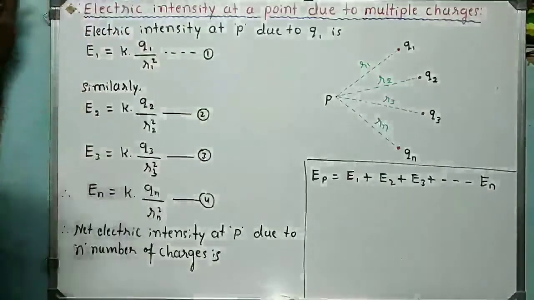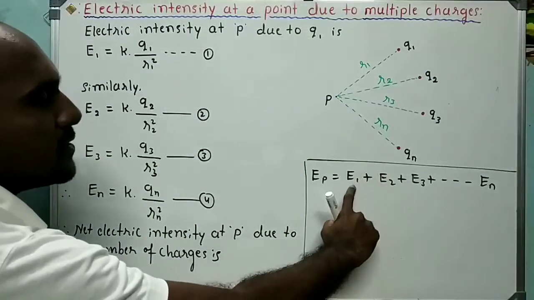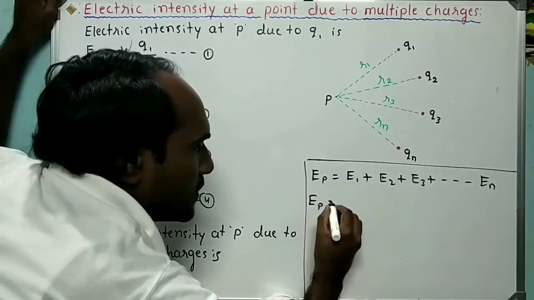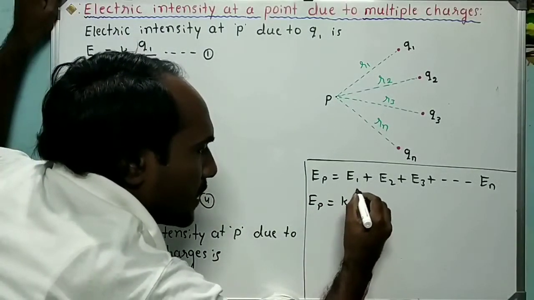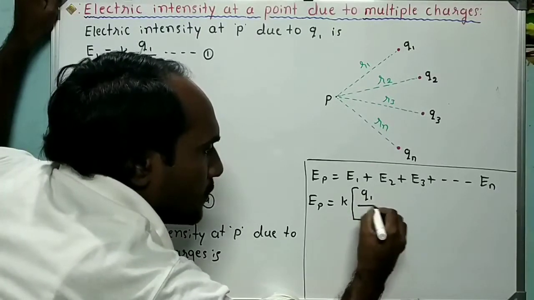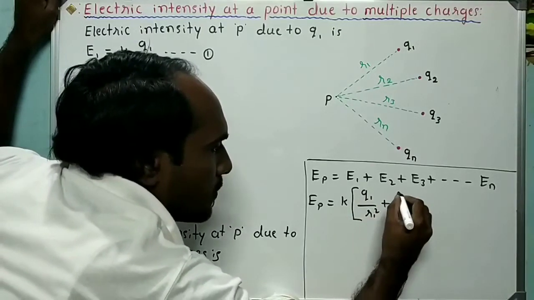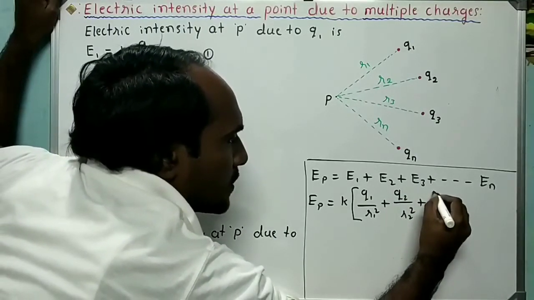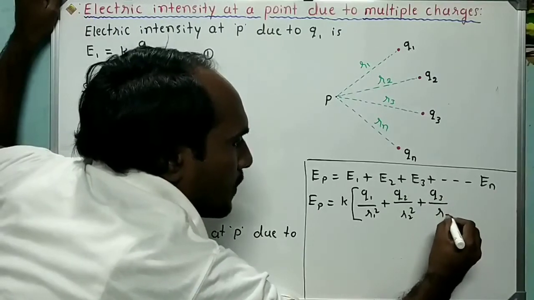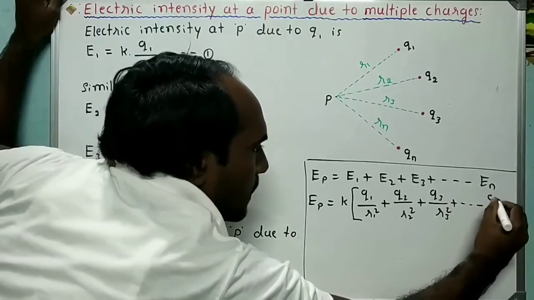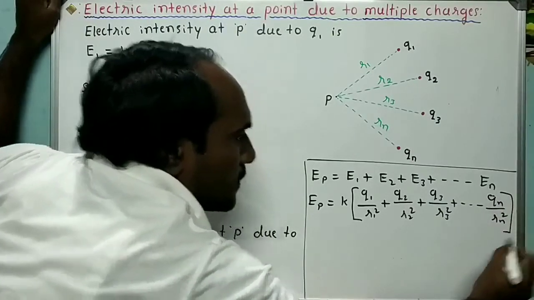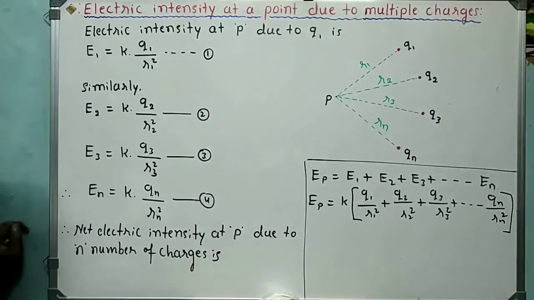that is, the vector sum of intensity due to all other charges. That is EP is equal to K, taken outside, and then Q1 by R1 square plus Q2 by R2 square plus Q3 by R3 square plus Qn by Rn square. This is the expression for electric intensity at a point P due to multiple charges.